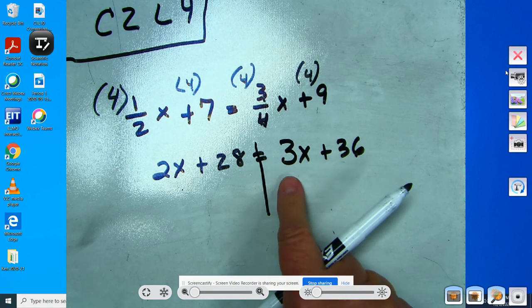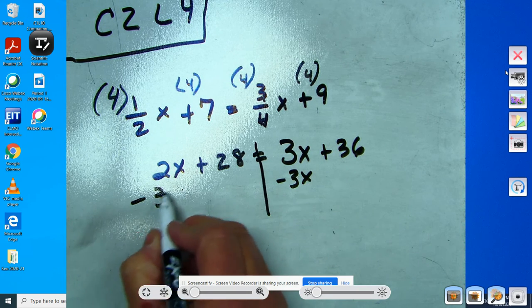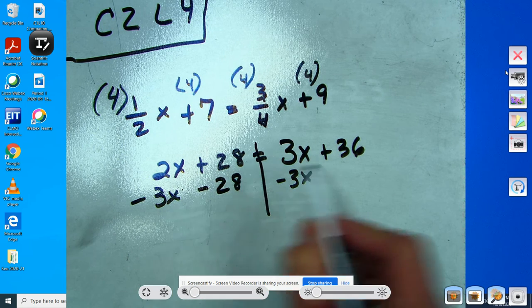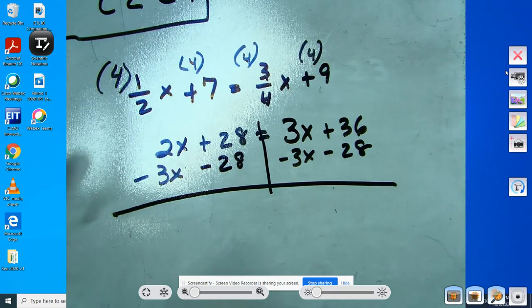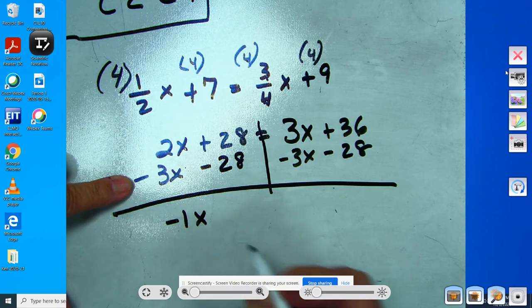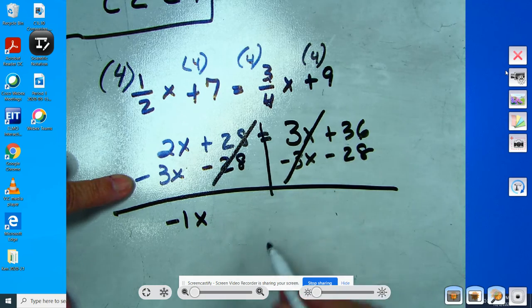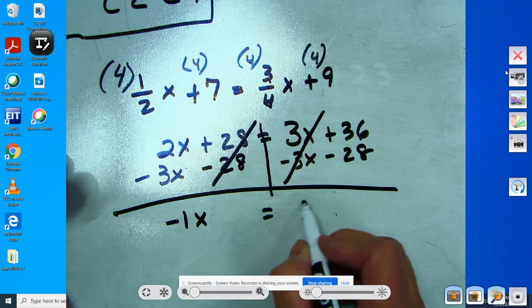I'm going to find my variable on the right and add its opposite. The opposite of 3x is -3x. I'm going to zip up here and grab this guy. The opposite of 28 is -28. Now I can add them together. +2 and -3 is -1x. This cancels, 28 minus 28, 3x minus 3x. 36 minus 28 is going to be 8.